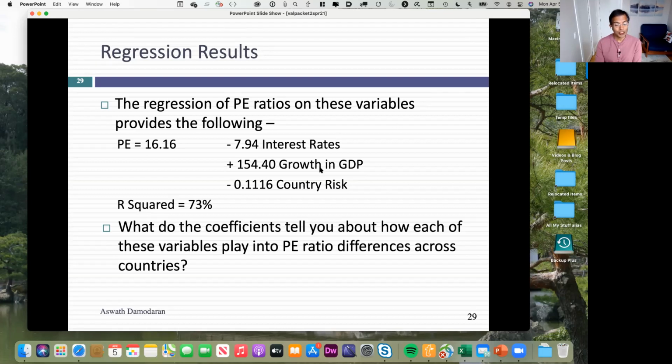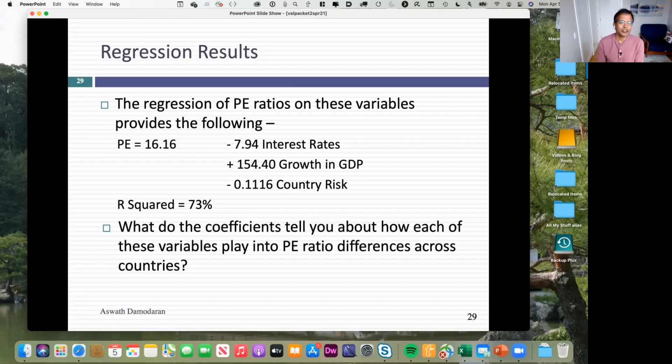I found that countries that are growing faster have higher PE ratios. Again, higher growth is good. And I found that countries with higher risk have lower PE ratios. But it's a statistical relationship. I want to see how strong it is. The R squared is 73%. That's not bad. I'm explaining 73% of the variations. I should probably have reported the T statistics on these as well, and they were all statistically significant.